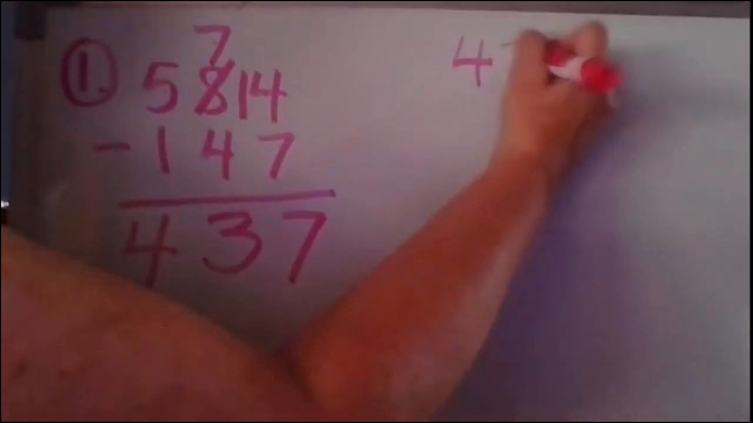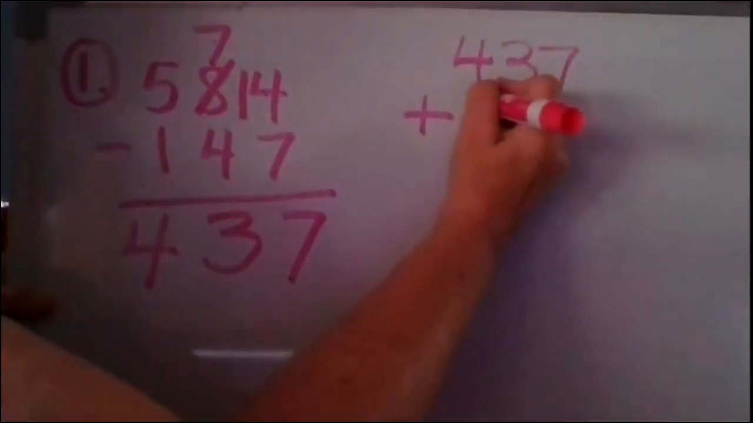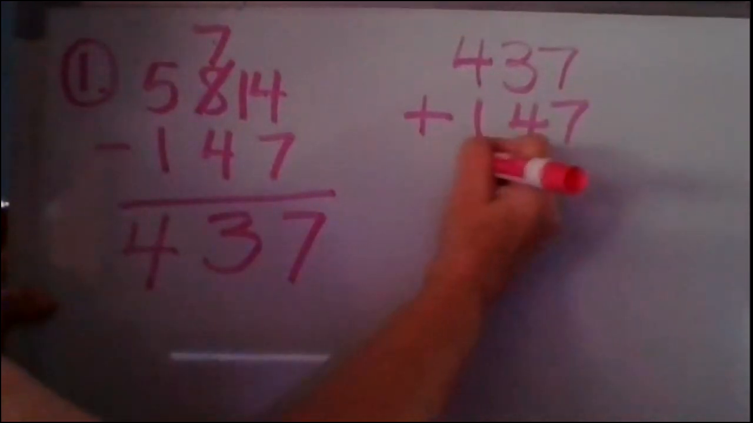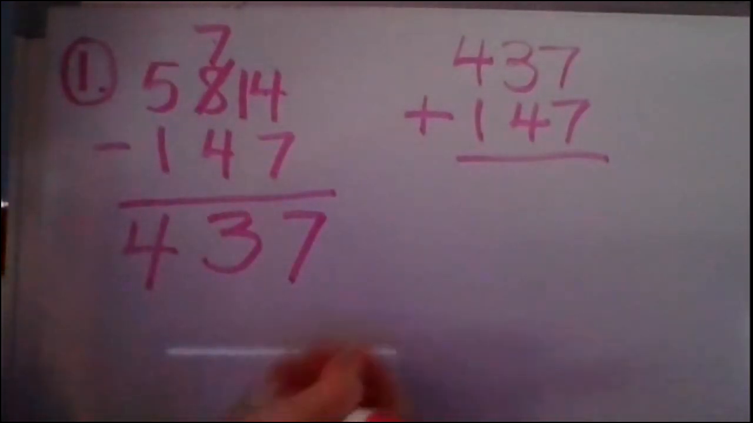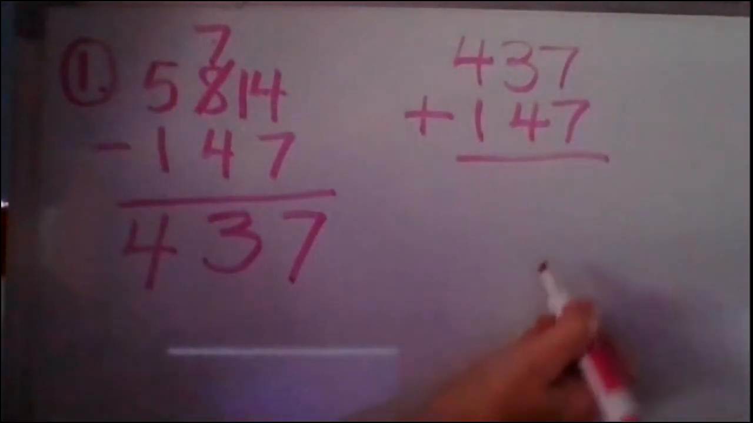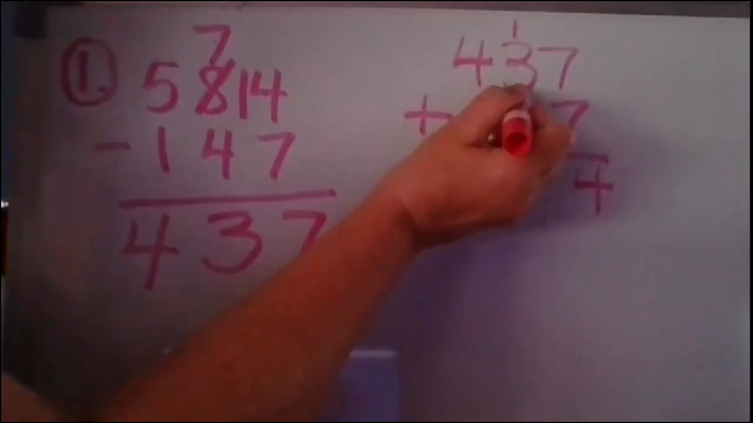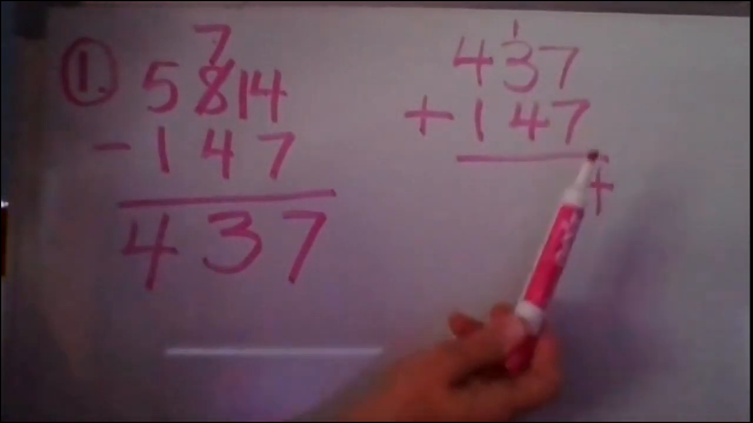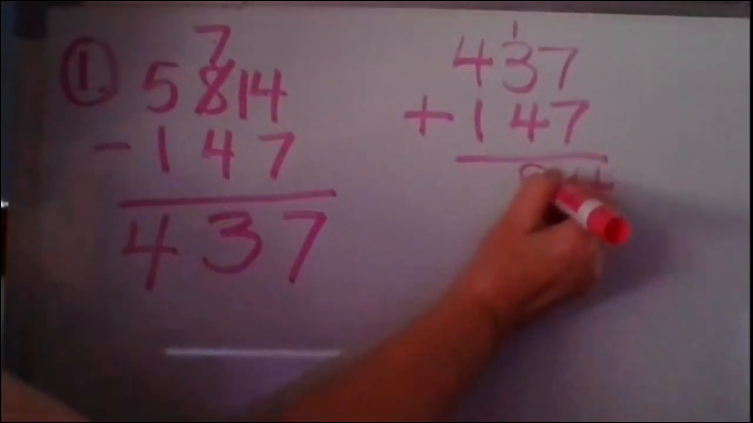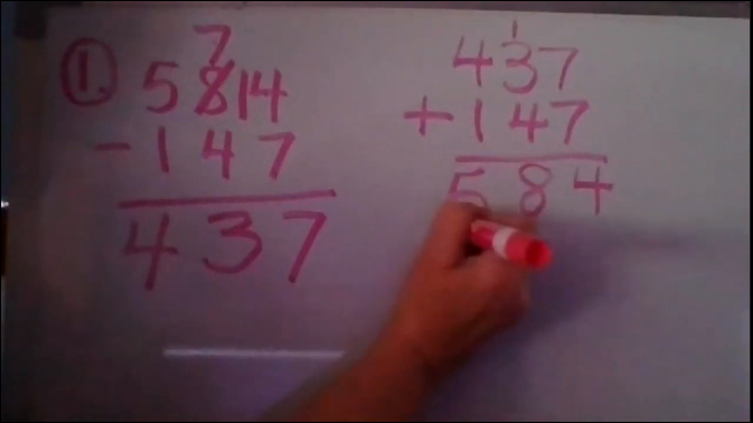So we're going to take 437 and we are going to add 147 because our subtraction and addition are related. 7 plus 7 equals 14. Very good. 1 and 3 is 4. Another doubles. 4 plus 4 equals 8. That is correct. And 4 plus 1 equals 5.